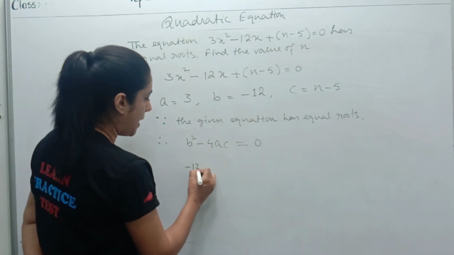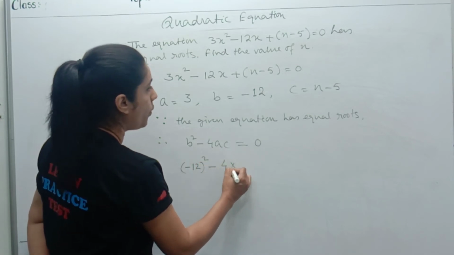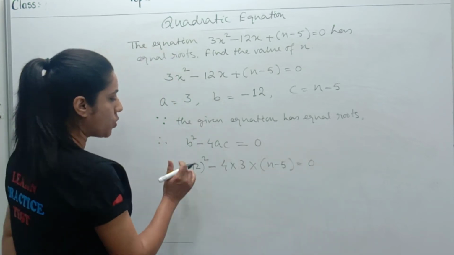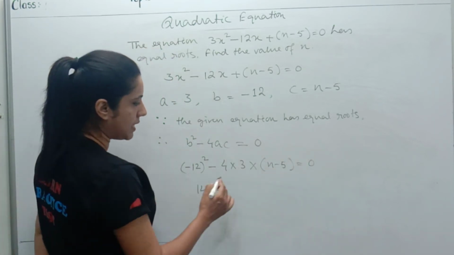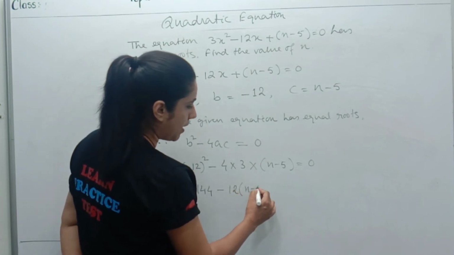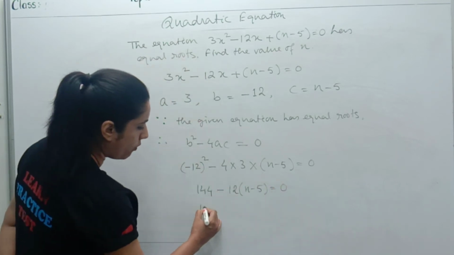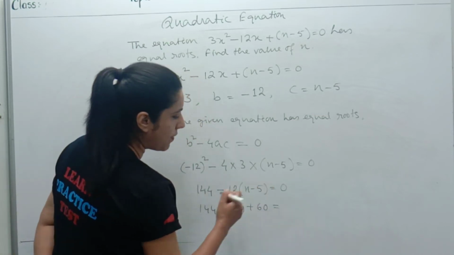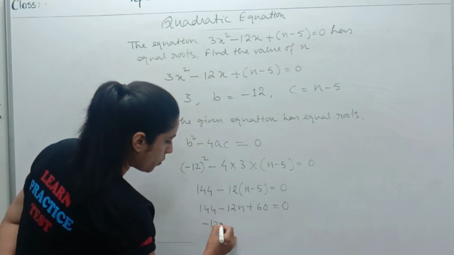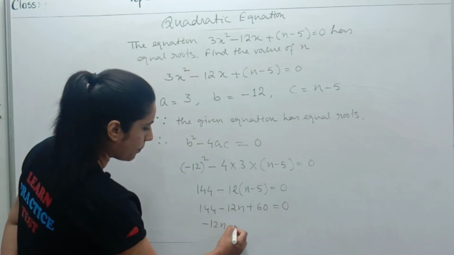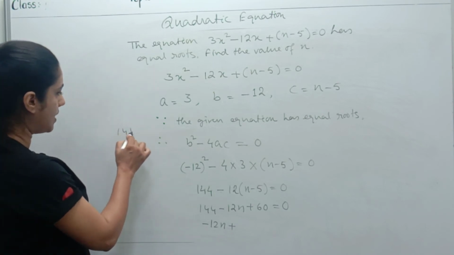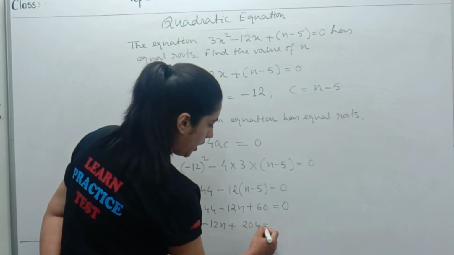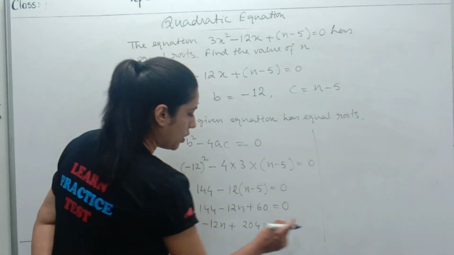What is my b? Minus 12 whole square minus 4 into 3 into n minus 5 should be equal to 0. Minus 12 whole square is 144 minus, this is coming 12 whole into n minus 5 equal to 0. So 144 minus 12n and plus 60, 12 fives are 60, is equal to 0. So minus 12n and this will come plus 144 plus 60 is how much? It is giving you 204, equal to 0.